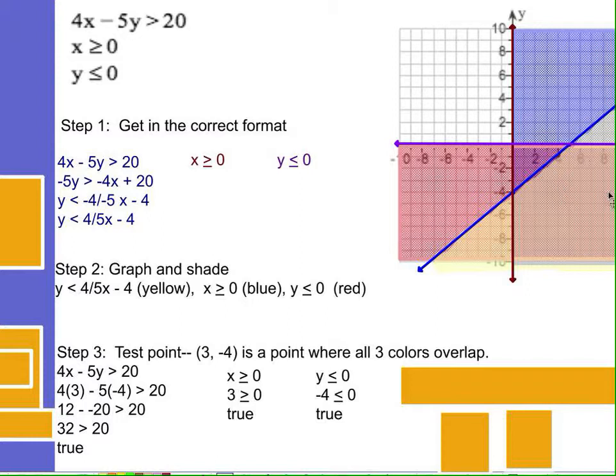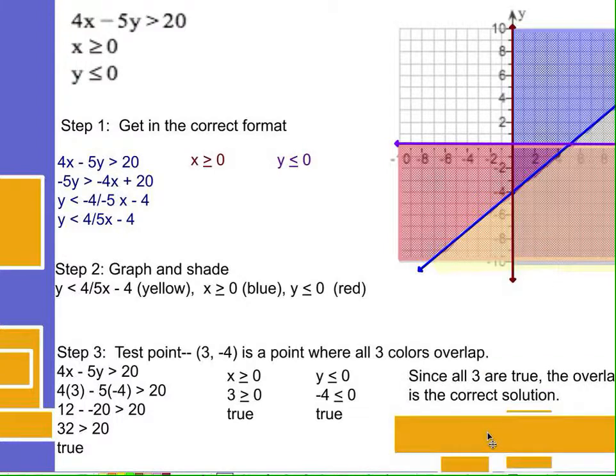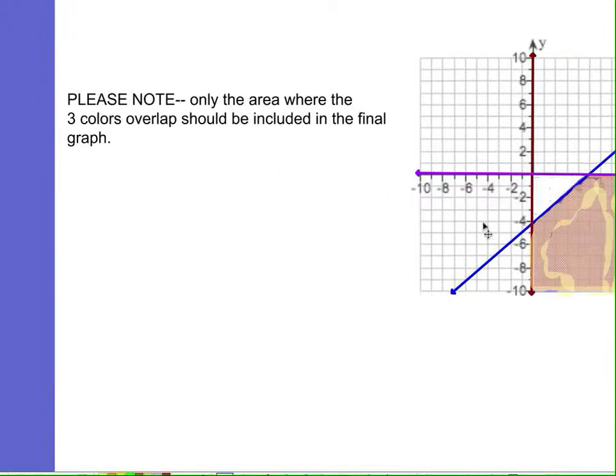So that's the area of the system that should be colored in with all three colors. So I know that I am correct. Once again, with my final graph, I only include the area with all three colors. So I do not include the areas where there's only one or two of the colors.